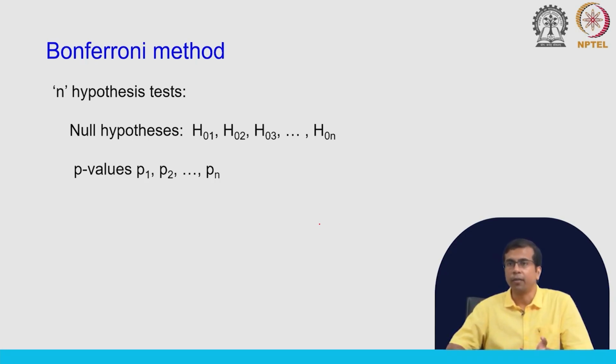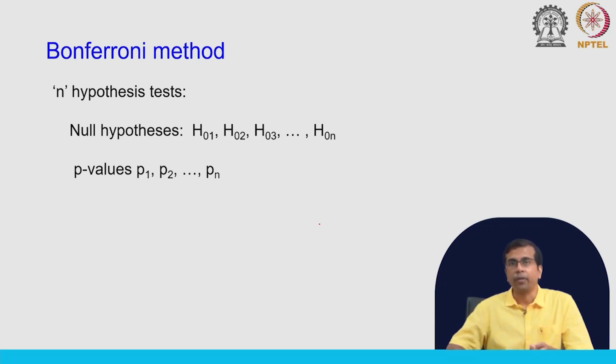So, then n could be 1000 or maybe 10,000, depending on the number of genes that you are testing. And for each statistical test, we have a null hypothesis, which we number as H01, H02, H03 and so on up to H0n. So, as you have seen, for each gene we do the statistical test and we have a null hypothesis for each of those tests.